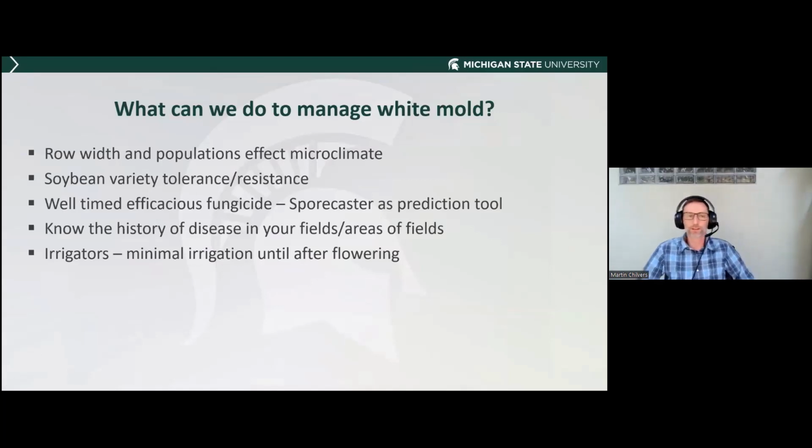Thanks. Sorry about that. So the microclimate is really important. After that, soybean variety is another really important factor. Then we can start thinking about other active management practices during the year, such as well-timed fungicides, and, as I've already mentioned, knowing which fields are likely to have disease. If we're irrigating, that can also be a risk factor, so we really want to try and minimize irrigation until after flowering, when that major risk period has passed.